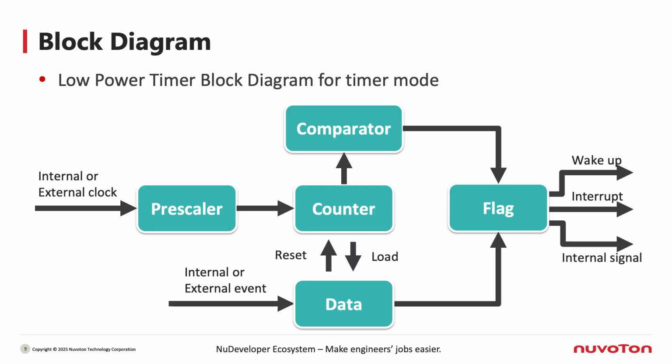Let's illustrate how the timer works with a block diagram. The clock first passes through the prescaler, which divides the frequency before feeding it into the counter. The counter then starts counting. At this point, you can read the counter value or reset the counter as needed. When the counter reaches the comparator value, it can generate an interrupt. Other events, such as a signal change detected on a pin, can also trigger interrupts. These interrupts can be used for waking up the system or for interrupt handling. Additionally, the timer output can serve as an internal trigger signal, coordinating actions with other peripherals for more complex operations.